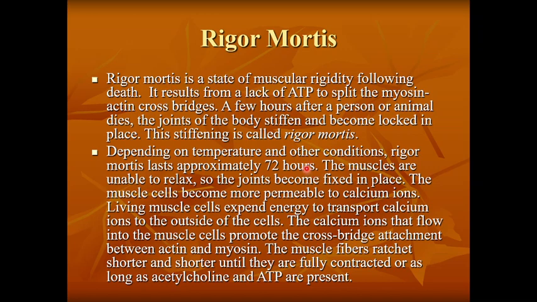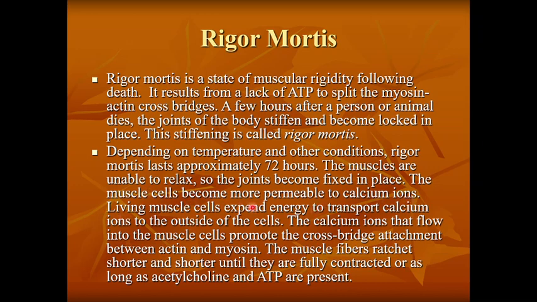After death, in some animals or in some persons, the rigor mortis lasts approximately 72 hours, because it depends on the climatic conditions or temperature, and other conditions too are responsible. The muscles are unable to relax, so the joints become fixed in place. The muscle cells become more permeable to calcium ions.